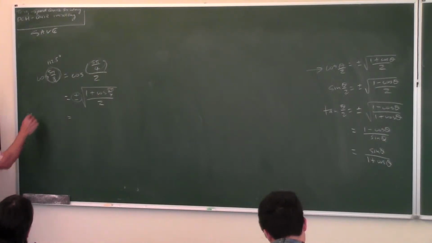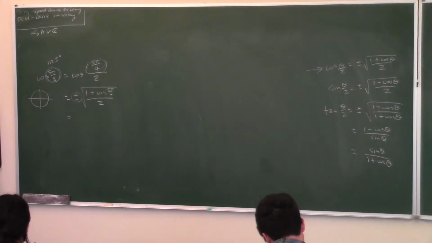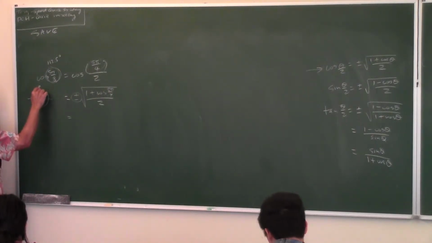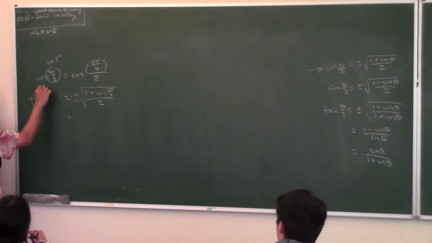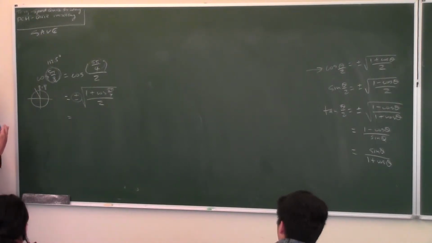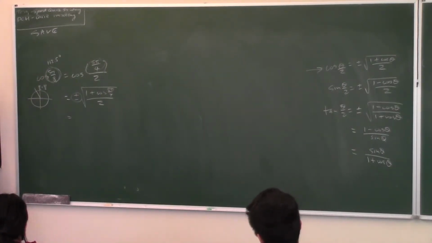Now, here's your unit circle. Where is 5 pi over 8? I'll give you a hint. This is pi over 2 over here, which is 4 pi over 8. So where would 5 pi over 8 be? Wouldn't it be just a little bit more then? Yeah, so it's in the second quadrant. And it's cosine of a second quadrant angle. Is it positive or negative? It's negative. That's how you figure out which one to use.